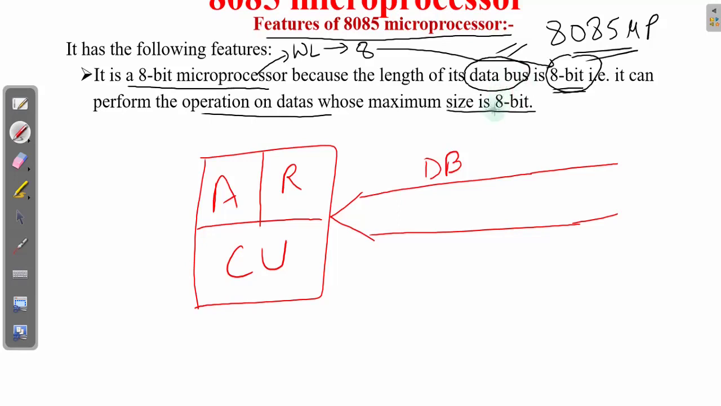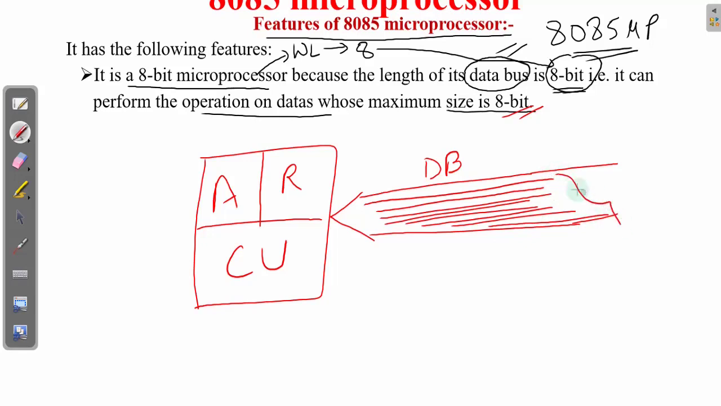In the data bus, if it is written here 8-bit, it means there will be 8 channels. 1 2 3 4 5 6 7 8. So there will be 8 channels, and every channel will be capable of sending or receiving 0 or 1. Keep this in mind. One channel can only send one data, and that data will be either 0 or 1. So where is the data bus? You can say the data bus is present inside the system bus.